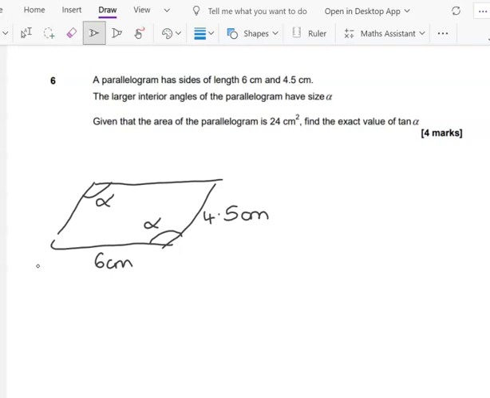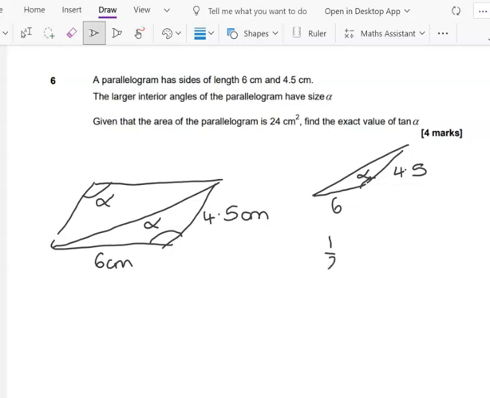Okay, so if we cut this in half, then if we can work out the area of one of these triangles here, and we double it, that should equal 24. So if we just take one of the triangles like so, if we wanted to use the area of a parallelogram formula, we'd have to find that perpendicular height there, and we don't know that, so we're going to use half AB sine C to find the area of that shape there.